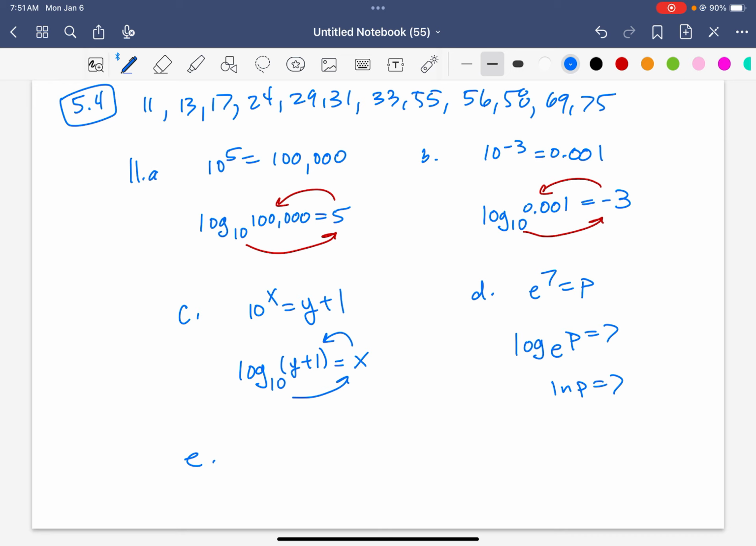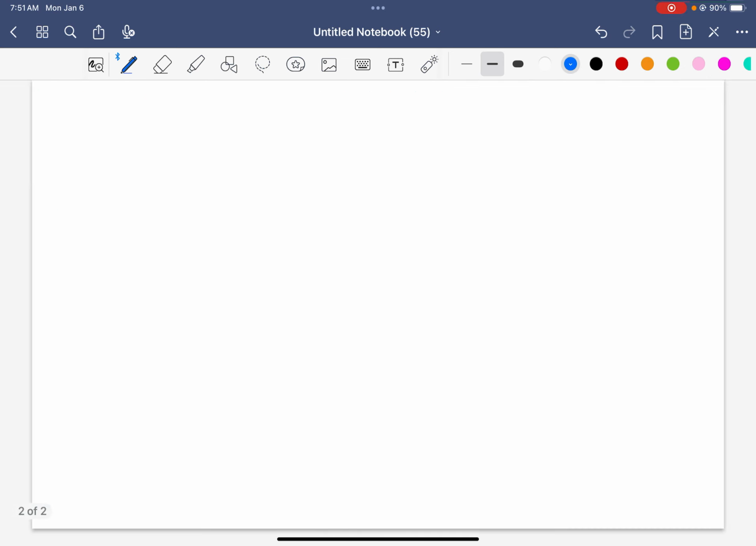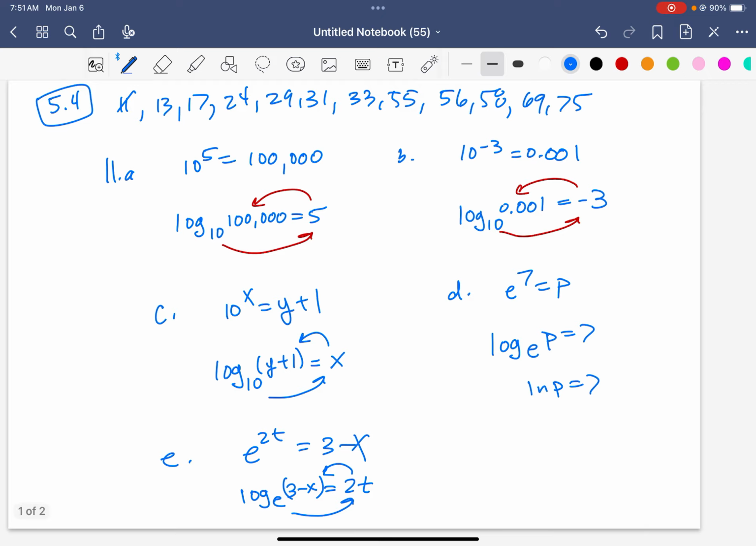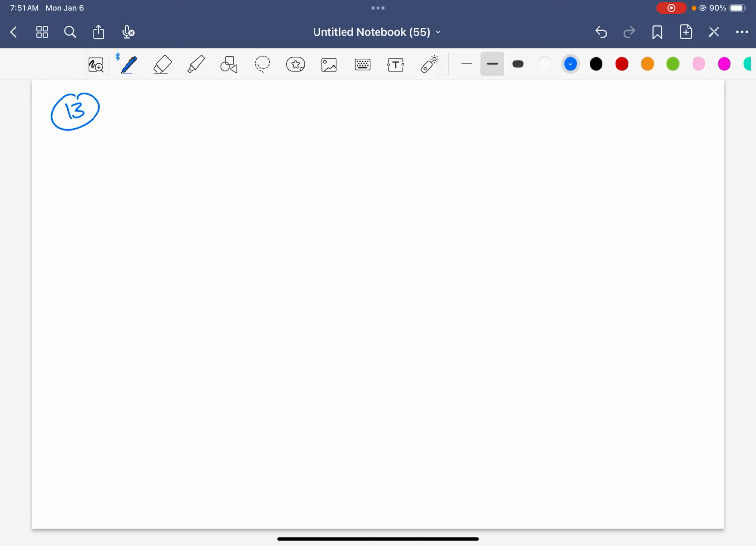E would be e to the 2t is equal to 3 minus x. That would be log base e. Well, a log is just an exponent, so the exponent goes over here. So this would be e to the this is equal to that, and I'm done. So there is 11. Let's look at 13.